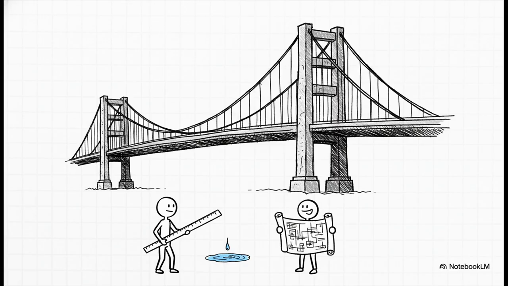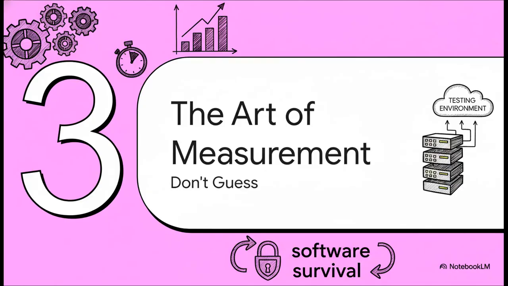The lesson here is so simple, but so important. Don't guess, measure. So, if we're not supposed to guess, we have to measure. And that brings us to our third section, the art of measurement. To do this right, you need more than just a script that throws a bunch of traffic at your app. You need a proper, well-designed, and representative testing environment.